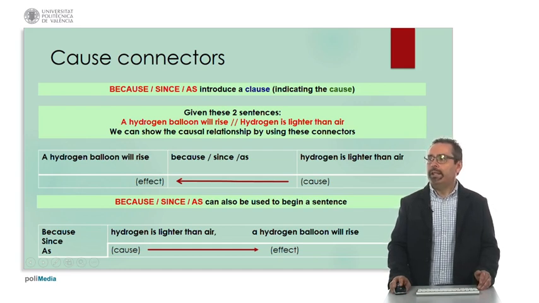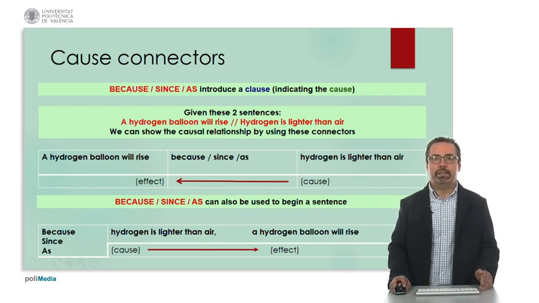Normally they come in the middle, connecting the two parts of the sentence. For example, here we have a hydrogen balloon will rise because, since, or as hydrogen is lighter than air. We have the effect and then the cause. Because, since, and as introduce the cause. But these connectors can also come at the beginning of the sentence, like in the example here. Because, since, or as hydrogen is lighter than air, here we have the cause, a hydrogen balloon will rise.